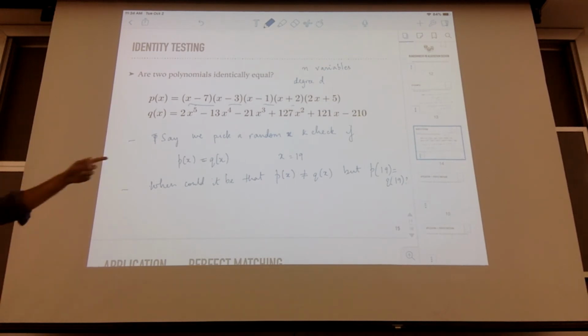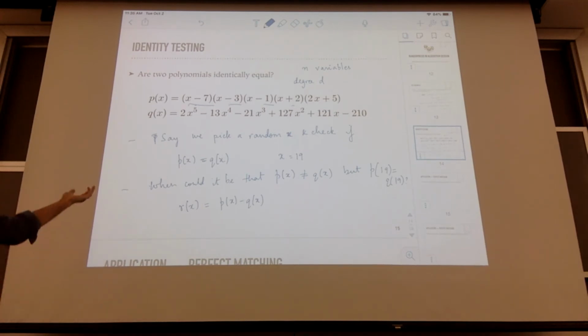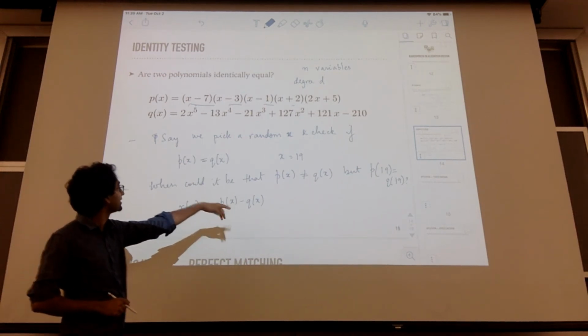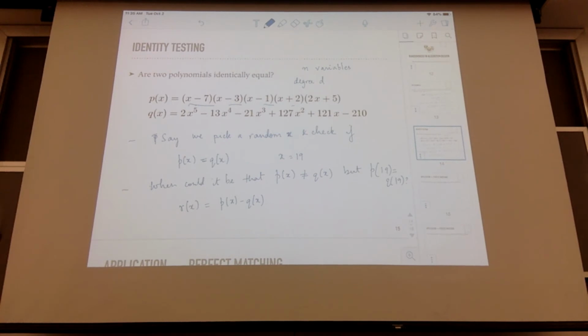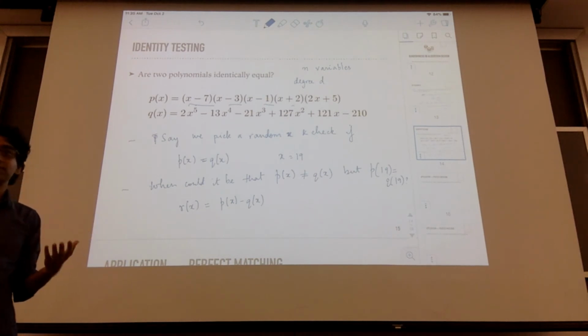Yeah, so geometrically this happens if, at the point x equals 19, these two graphs pass through the same point. And more formally, this is like saying, if I look at the polynomial r of x that is defined as p of x minus q of x, then 19 is a root of this polynomial. This is the only situation in which this could happen. But now you can see where this is going. P of x and q of x were each degree 5 polynomials, so p minus q is also of degree at most 5, and it has at most 5 roots. So unless you happen to be very unlucky and hit those 5 points, you're bound to find a point where p of x is not equal to q of x.